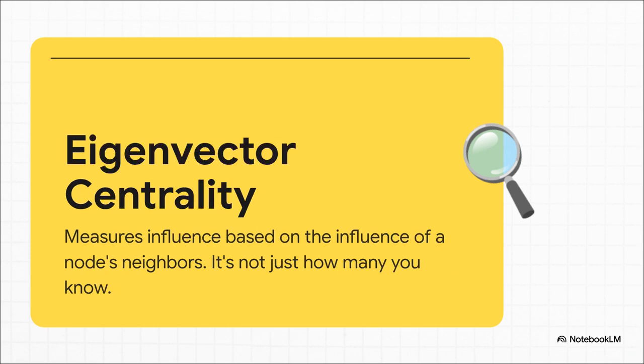And finally, we have eigenvector centrality. Now, this one is pretty sophisticated. It basically says your influence depends on how influential your friends are. It's the perfect measure for that old saying, it's not what you know, it's who you know. It's better to have one connection to a very important person than 10 connections to people on the fringe.